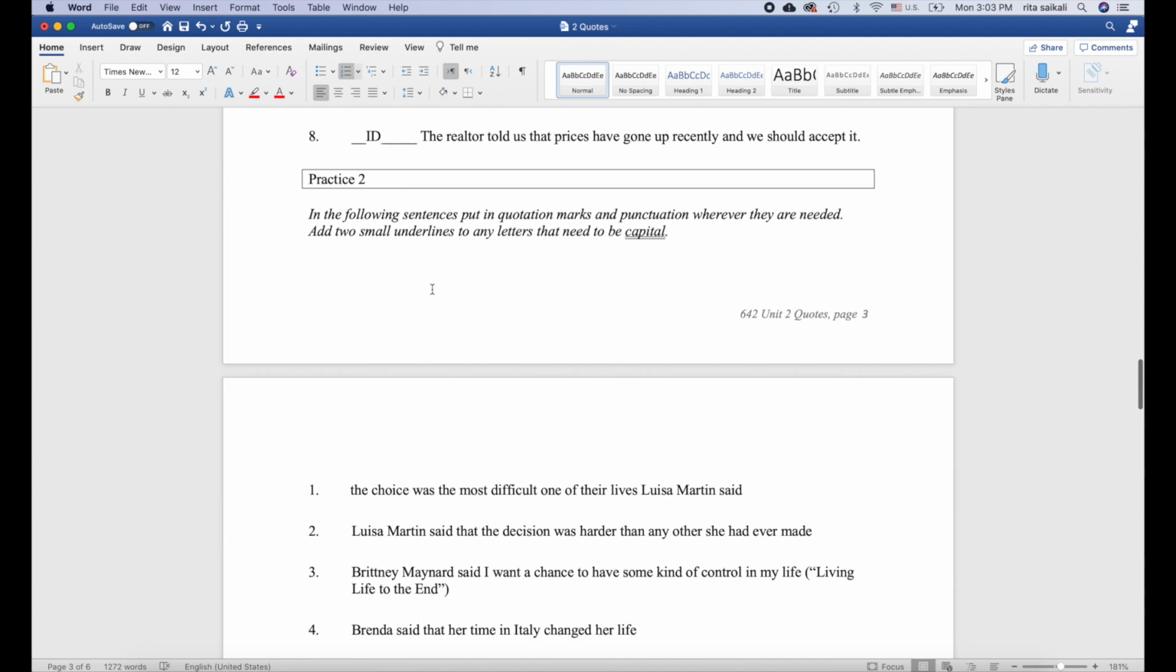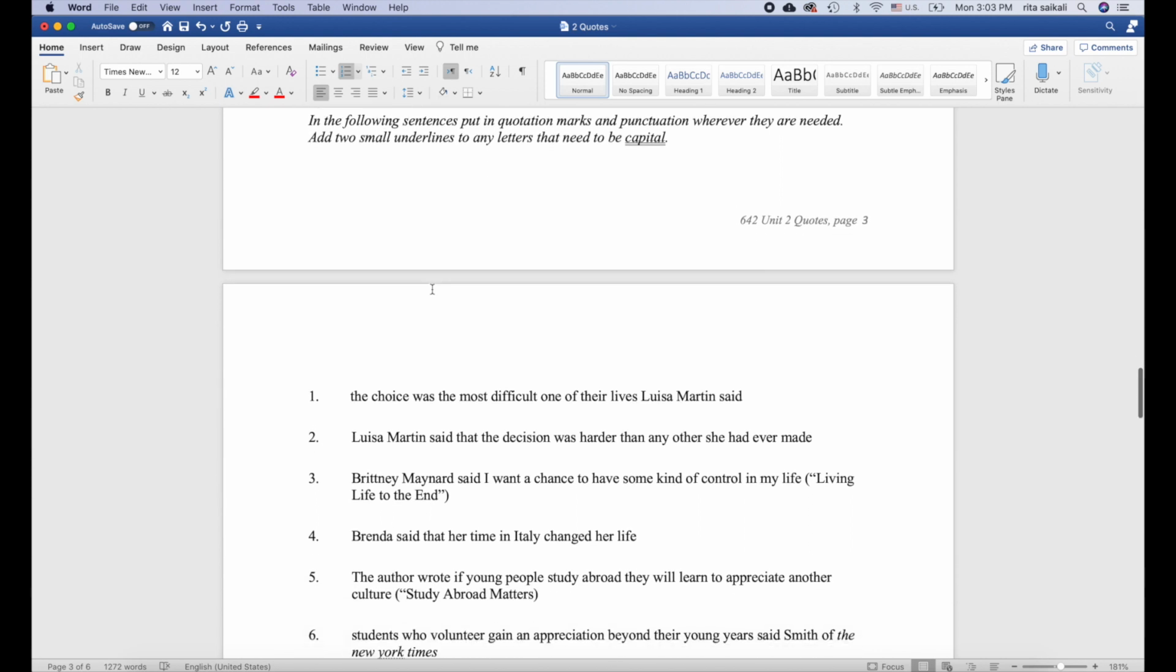For practice number 2, we're going to say, in the following sentences, put the quotation marks and punctuation wherever they are needed. Add 2 small lines to any letter that needs to be capitalized. For, in this case, I'm just going to put 1 line and we're going to call it a day.